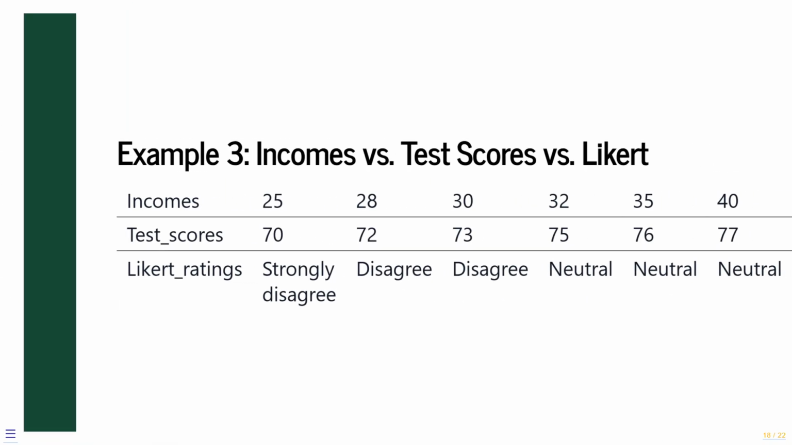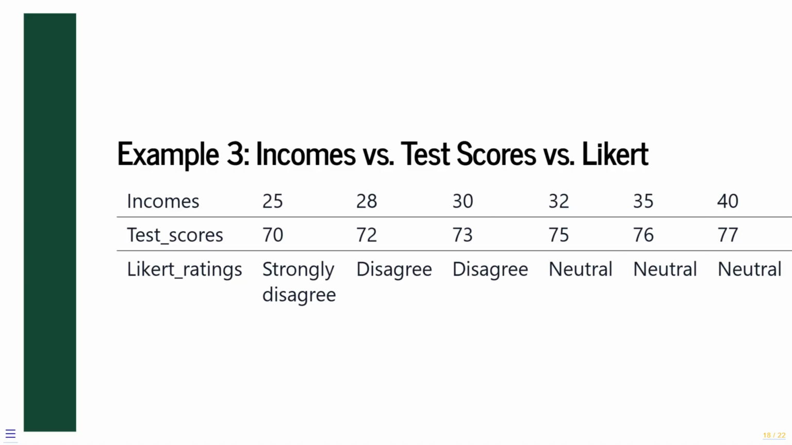Now let's bring all of this together in an example comparing three small data sets: incomes, test scores, and Likert ratings. The income data include a high value of $120,000, making the distribution right skewed. The test scores are tightly clustered and approximately symmetric. The Likert ratings represent ordinal responses on a 1 to 5 scale.